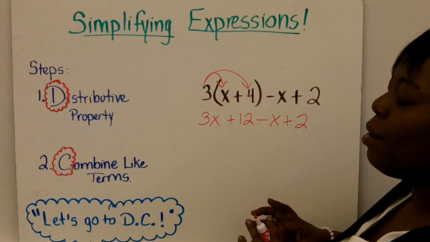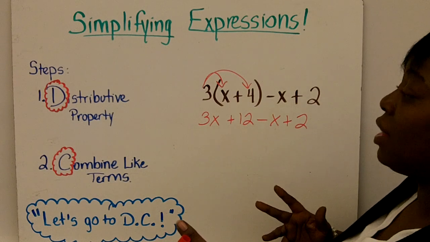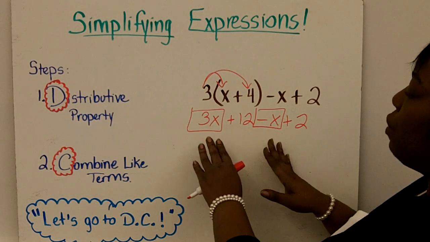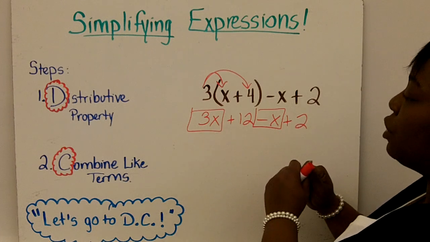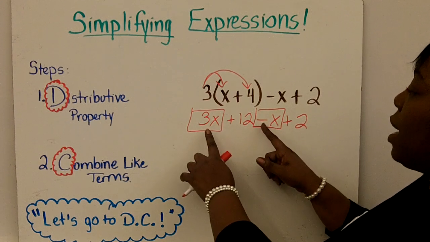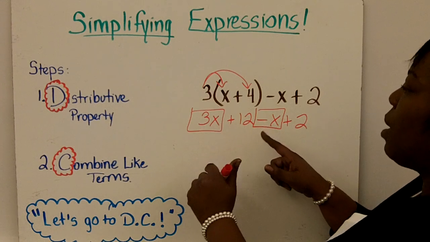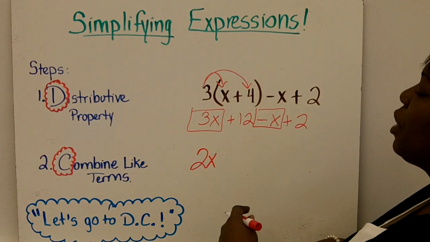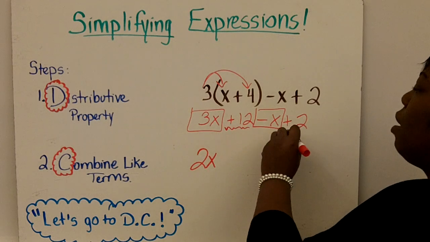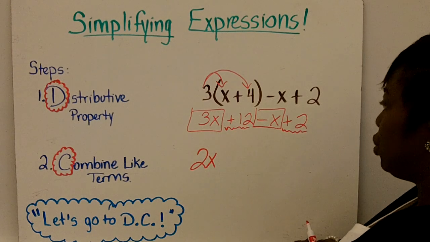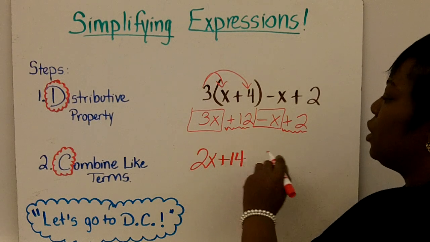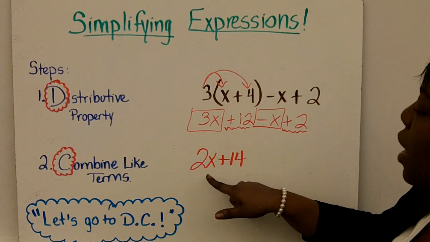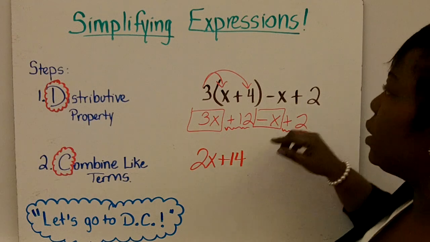Step 2 is to then go back and combine your like terms. So first we have to identify the like terms. I see 3x here. Take away x. Both terms have an x. The x is being raised to the first power. So in this case, I will subtract my coefficients. So 3 minus 1 is 2. Keep the variable x. I see another pair of like terms. We have positive 12 plus 2. Well, 12 plus 2 is 14. We can't really simplify any further because one has an x, one does not. So the simplified expression would be 2x plus 14.